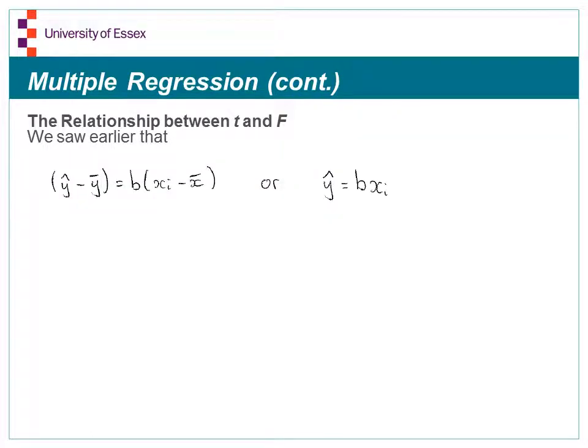The last thing that we're going to do to finish off is look at the relationship between T and F. This is just a mathematical aside to finish the lecture, really. We've seen from earlier that y hat minus y bar is equal to b times x minus x bar, and given that that's true, we can sum over the values of y and sum over the associated values of x. What we have is still going to be true. We're still going to have an equality between these two things.